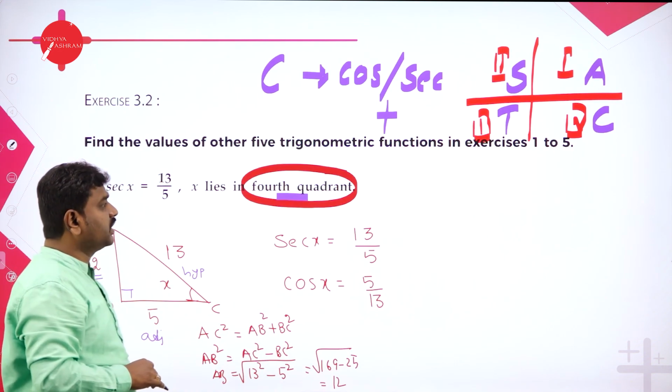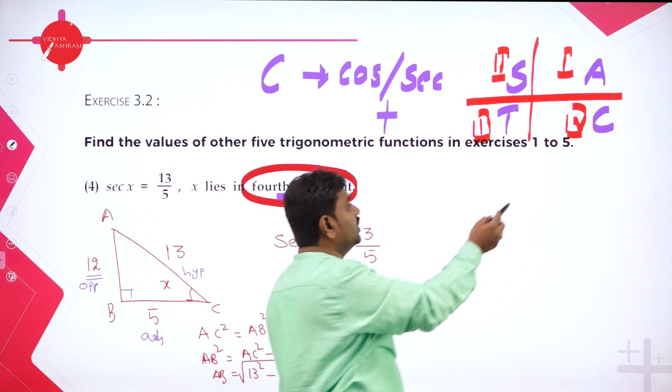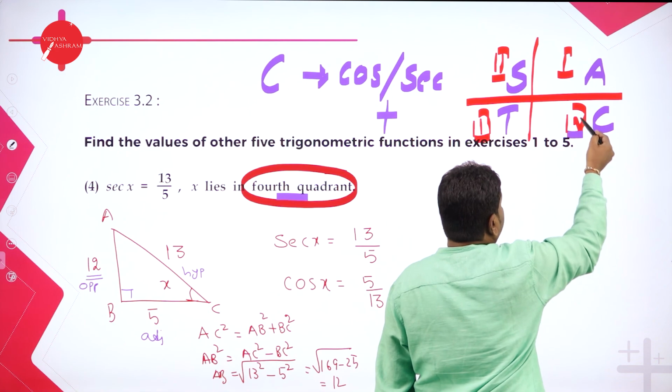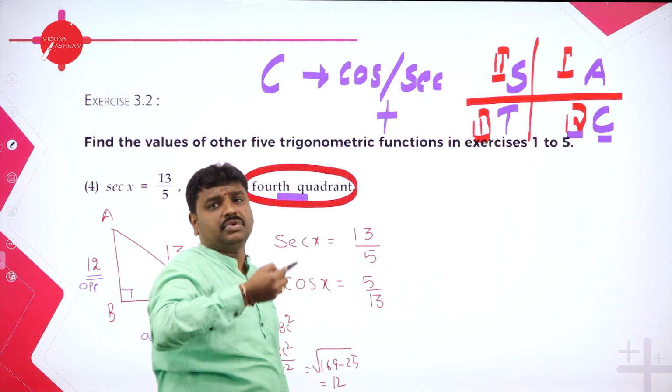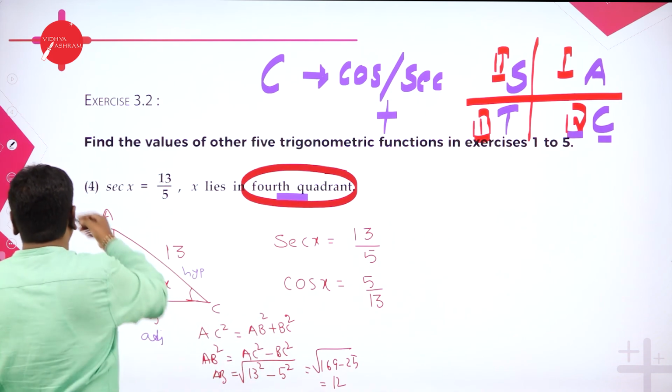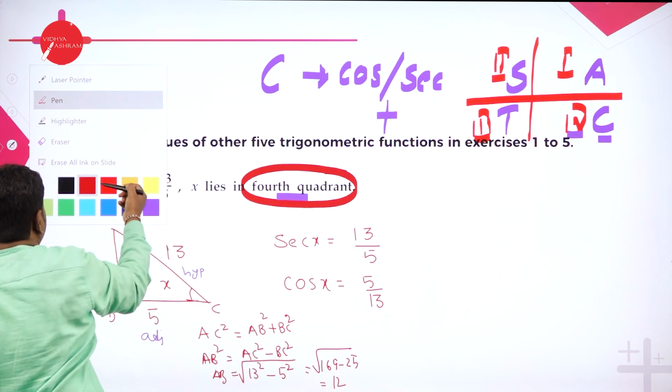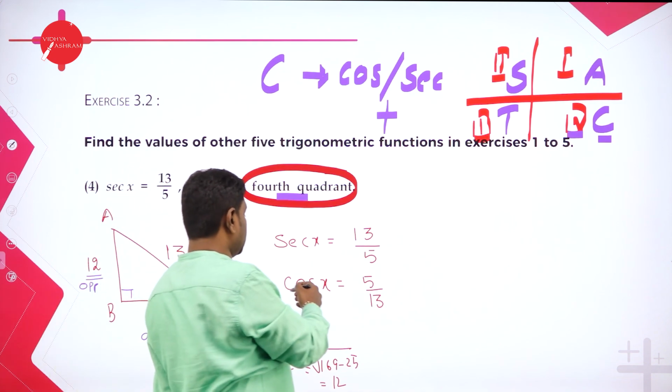So they told fourth quadrant. In the fourth quadrant, the alphabet is C. A, S, T, C. This is fourth. C means only cos and secant are positive. Remaining all are negative. So now we'll take that as a basis and we'll solve. So now coming to this, we got secant and cos.